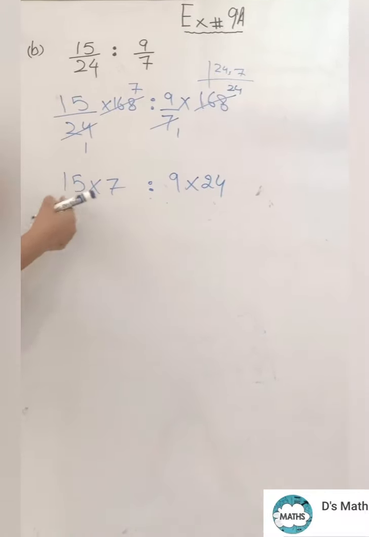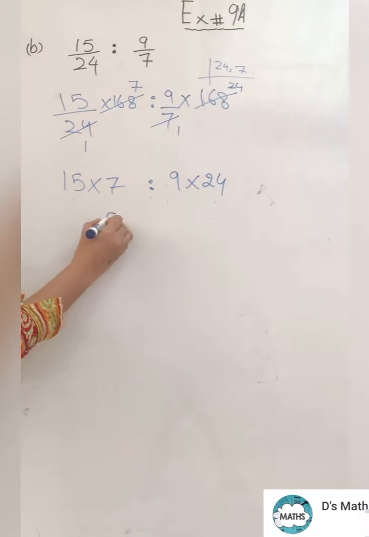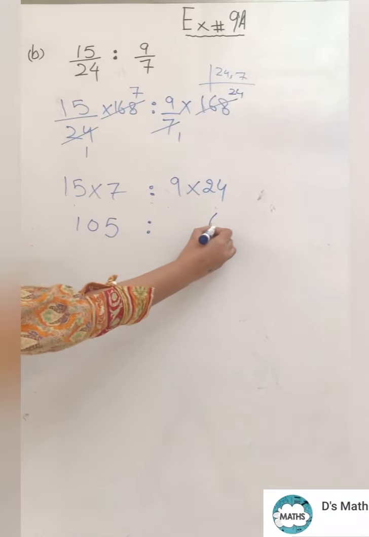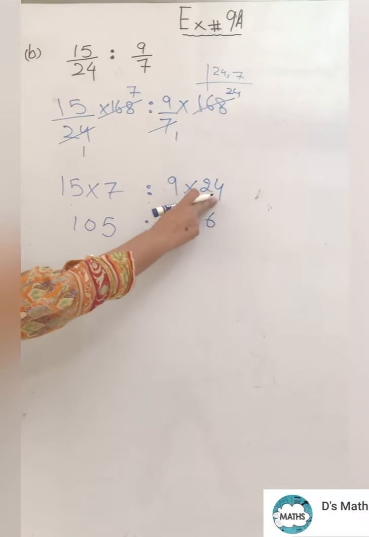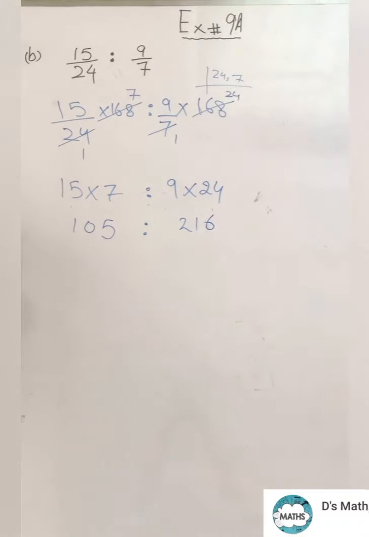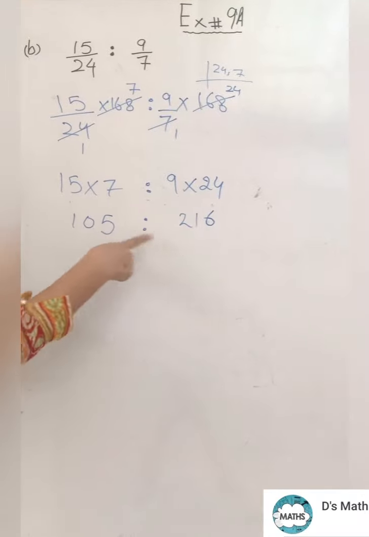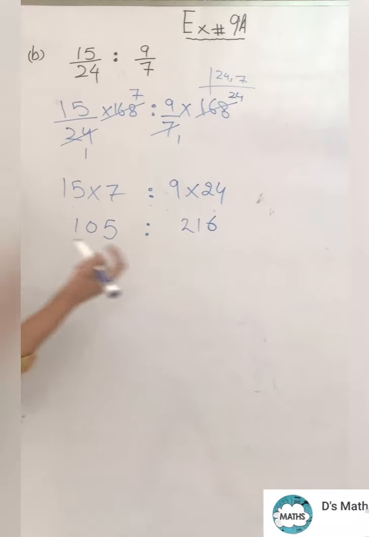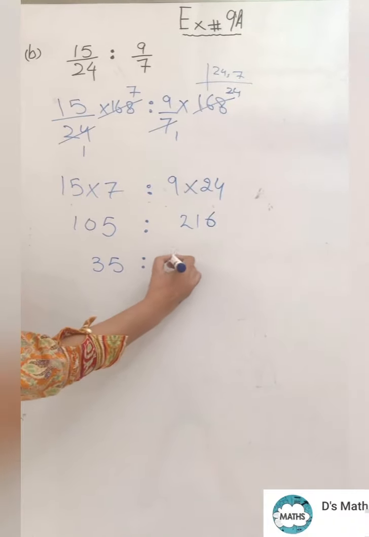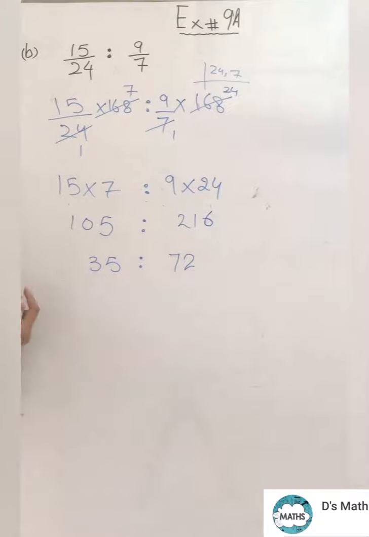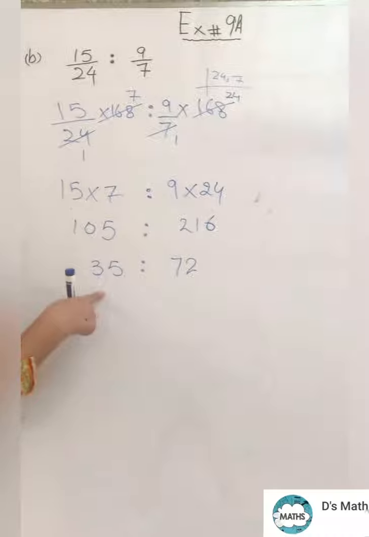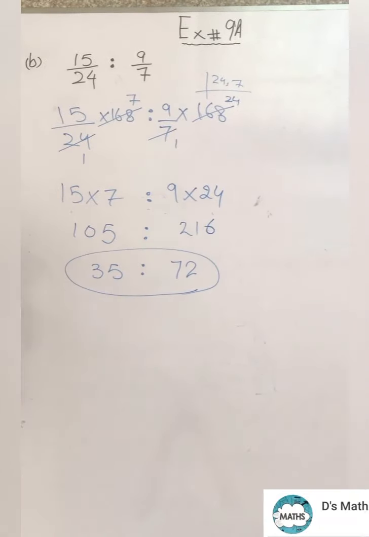When you multiply 15 with 7, you have the answer 105. And when you multiply 9 with 24, you have the answer 216. Okay. Now can they be further simplified or not? We have to check this. Okay, they both can be simplified by 3. 3 35s are 105, and 3 72s are 216. Can they be further simplified or not? We have to check this. They both cannot be further simplified. So this is your answer in B part.